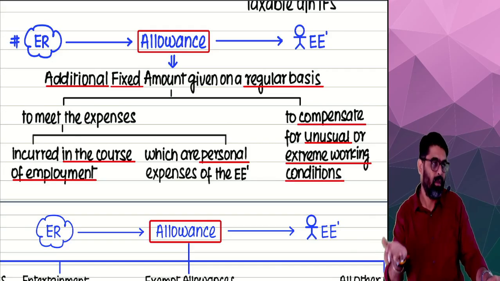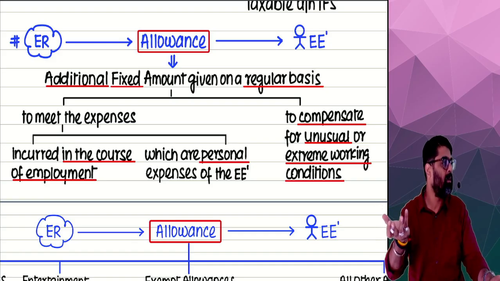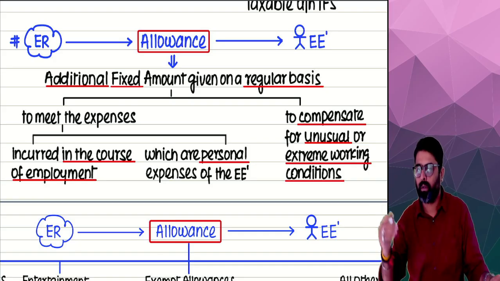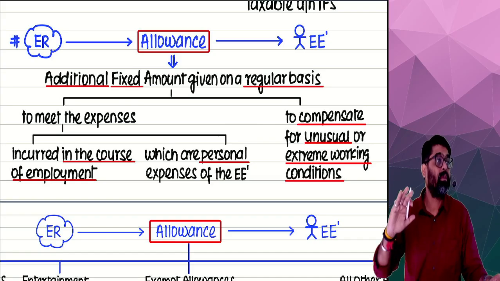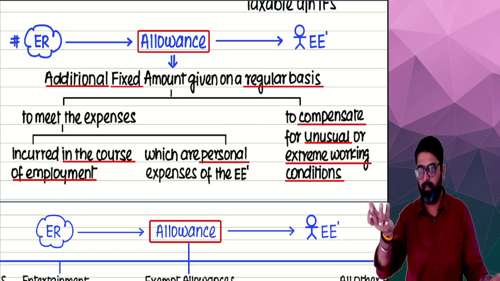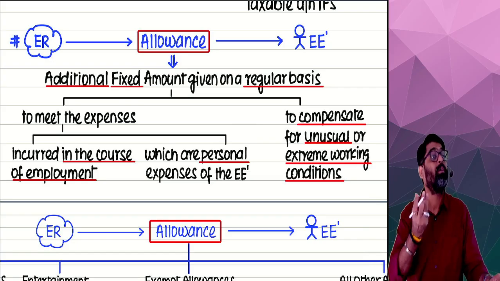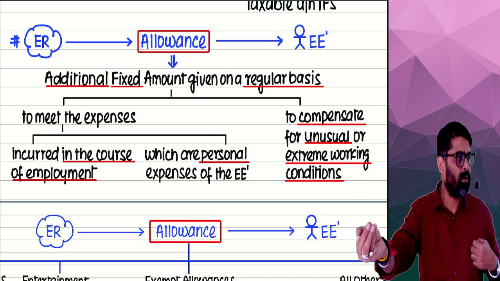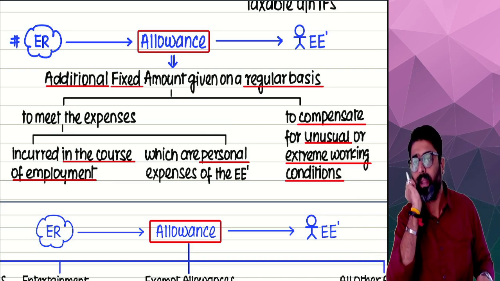Sometimes there is less traveling, so the 10,000 will not be spent fully. Balance amount, no need to return. But sometimes extra traveling will happen, so this 10,000 will be fully spent. Some excess amount will be spent from your pocket. Spend it from your pocket and then take the reimbursement. Getting my point?